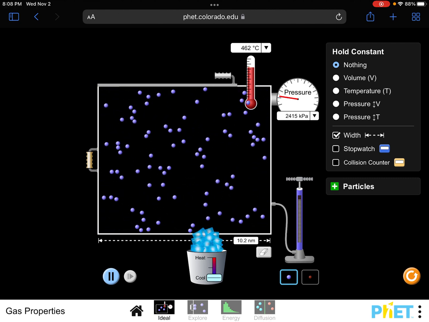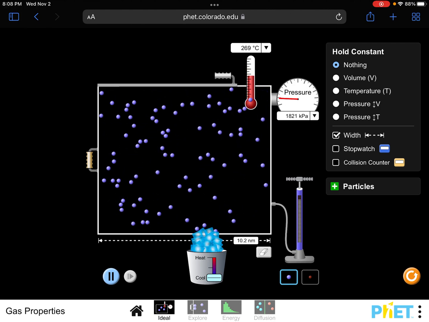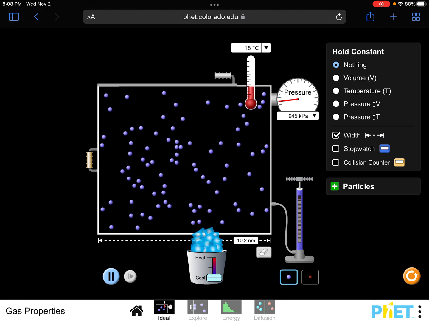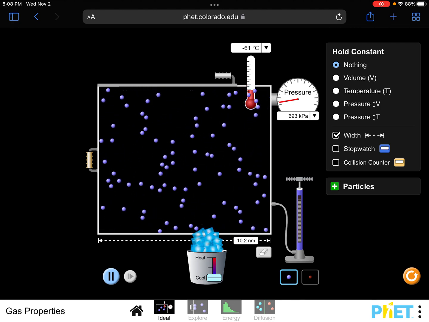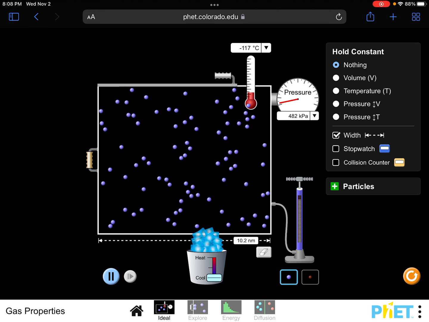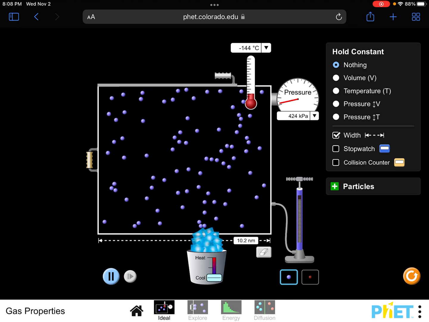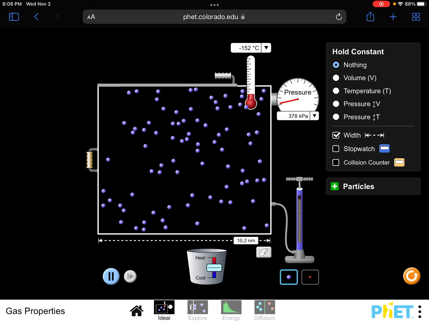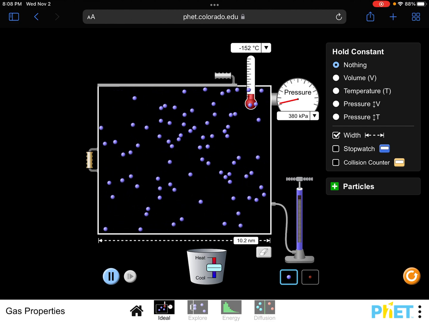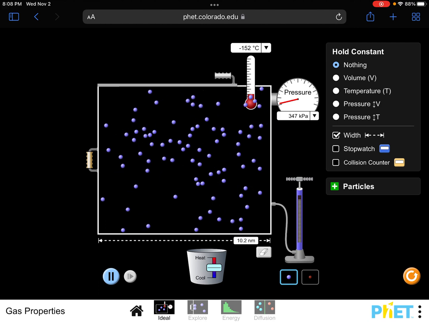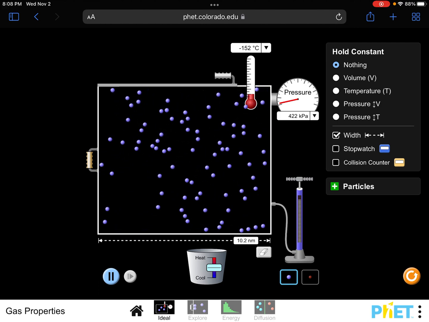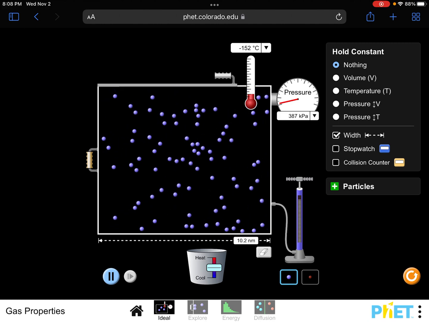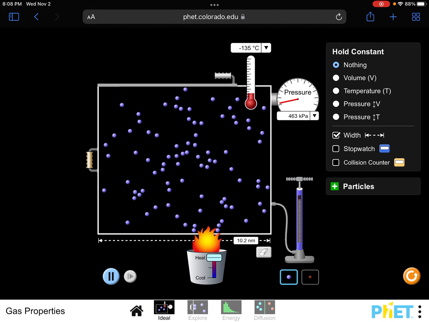Now if I cool it down, I'm going to cool it down to, I don't know, let's go down to like minus 150 degrees Celsius. Notice how slow the gas particles are moving. You'll also notice that the pressure went down. Okay, so all these variables are linked together.